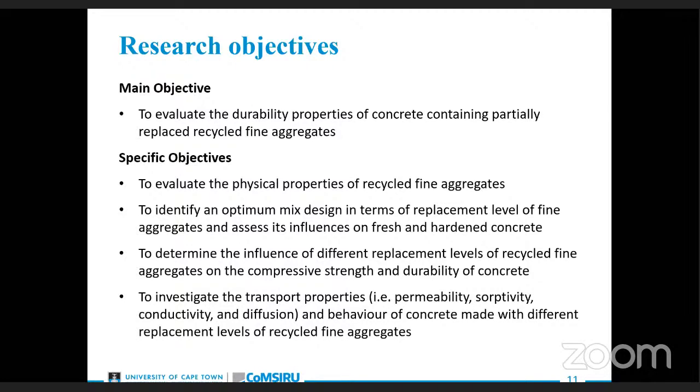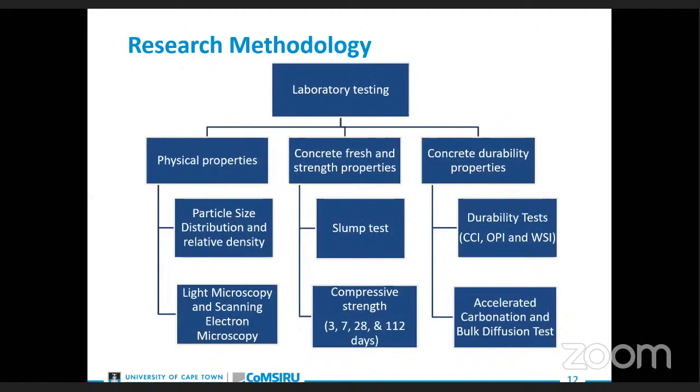specific objectives are to evaluate physical properties of recycled fine aggregates, to identify the optimal mix design in terms of replacement level of fine aggregates and assess its influence on both fresh and hardened concrete properties, to determine the influence of different replacement levels of recycled fine aggregates on compressive strength and durability of concrete, and to investigate the transport properties, that is permeability, sorptivity, conductivity, and diffusion, and overall behavior of concrete made with different replacement levels of recycled fine aggregates.